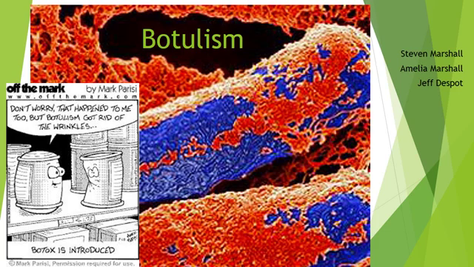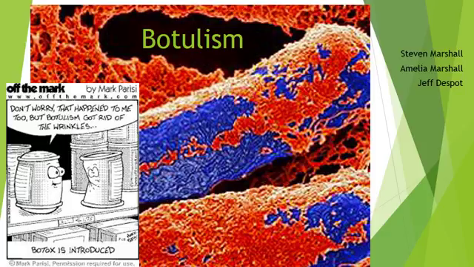Okay, so this is botulism. So a few interesting facts about botulism. You can see the little comic in the bottom left side of the screen with the two cans. Botulism is actually used in Botox. So this is where that idea first came from. Small amounts of botulism are used to paralyze the muscles of the face.